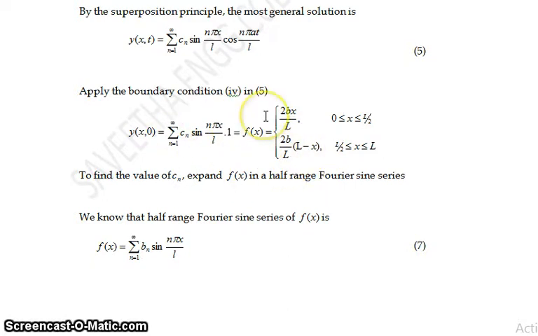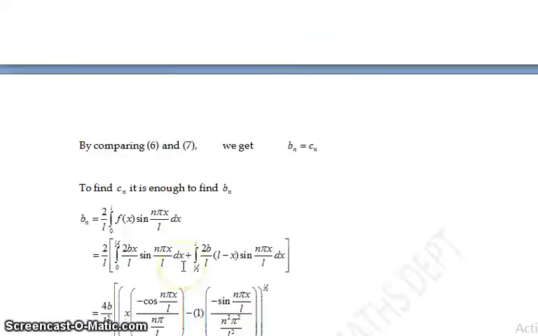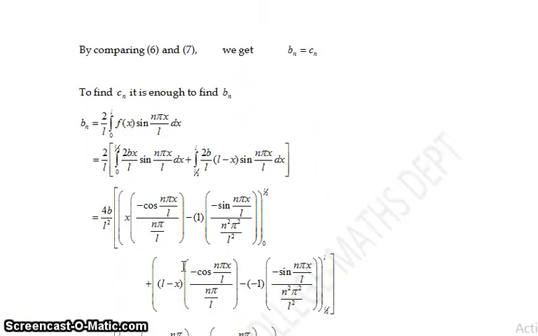So this one is nothing but the sine range, that is the half range sine series formula. Instead of cn I can take bn here. So therefore f of x equals summation n equals 1 to infinity bn sin(n pi x / L). So find the bn value. What is bn here? That is bn equals 2 by L integral 0 to L f of x sin(n pi x / L) dx.